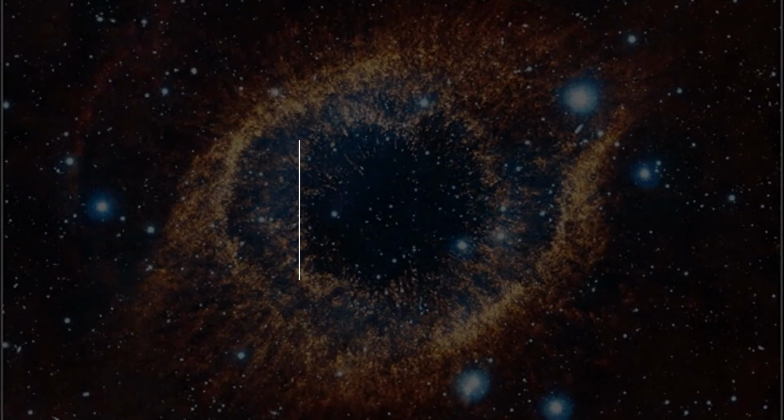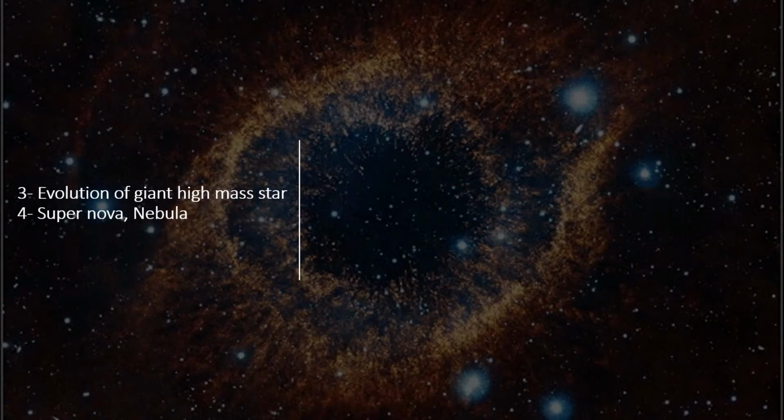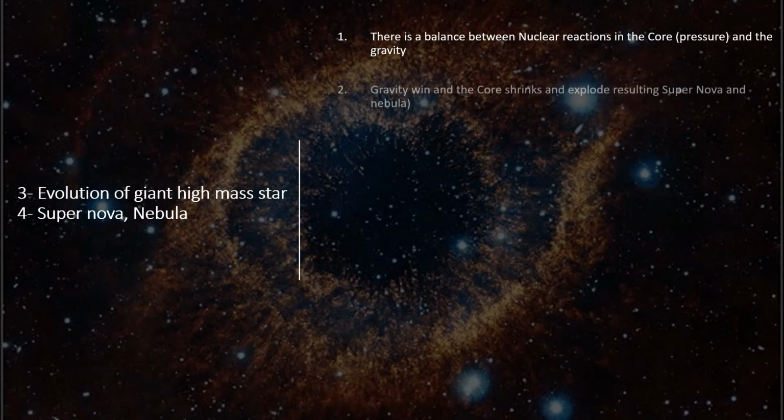The evolution of our Earth comes from the evolution of the giant high mass stars. These stars are many thousands of times bigger than our sun, containing more gases and atoms. And inside these stars there is a balance between the nuclear reactions inside the core and the gravity outside, which is the gravitational attraction between the space bodies. The pressure comes out from the reaction inside the core of the star.